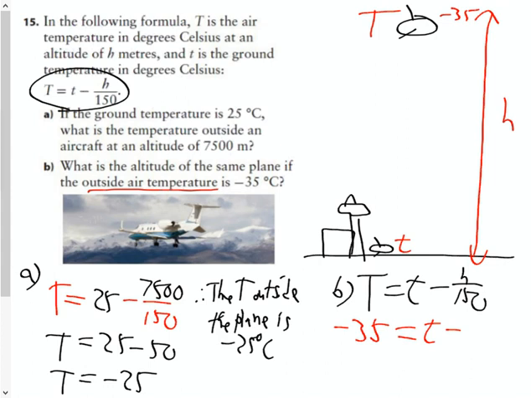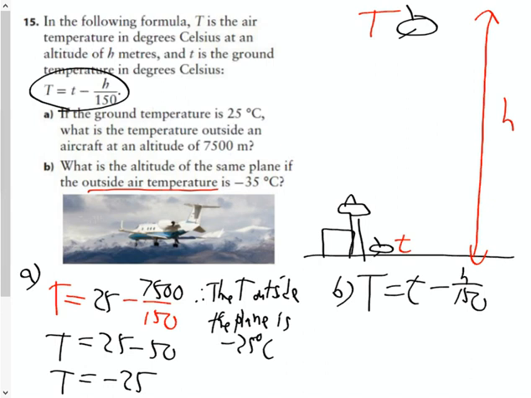Now, if it's the same plane, what's its altitude? If it's the same plane, 7,500 meters, the same plane, right? 7,500 over 150. No, sorry. Is that right? Oh, I screwed that up again. My bad. I'm going to go all the way back because I screwed it up so badly I have to go right back to the beginning. Oopsie daisy.